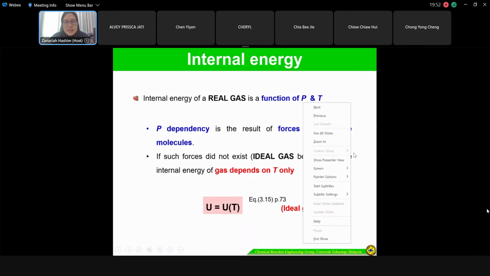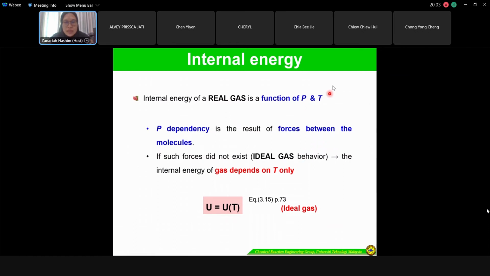Ideal gas equation. There are a few assumptions that you need to make before you can assume whether a gas is an ideal gas or not. Basically, if the pressure P is low enough, then you can assume the gas is an ideal gas. The opposite is what we call the real gas, those that do not follow the ideal gas.